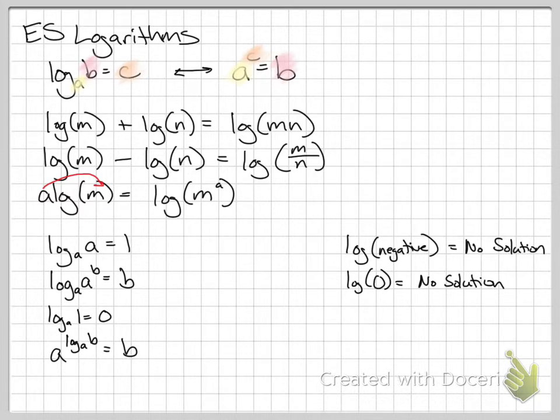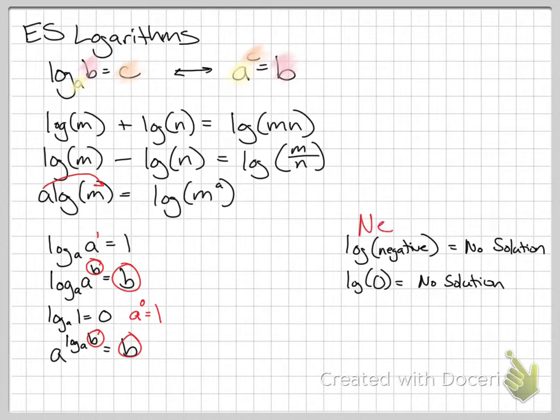Then there's some quick properties down at the bottom. If you're taking log base a of a, the answer is just 1, because there's a little imaginary 1 in the exponent on that a. Kind of same idea, if you're taking log base a of a to the b power, the answer is the exponent, because when you take the log of something, you are looking for the exponent. When you do log base a of 1, the answer is always 0, and that's because anything to the 0 power always equals 1. And if you have a and you're raising it to the log base a of b, the answer is just that b value.